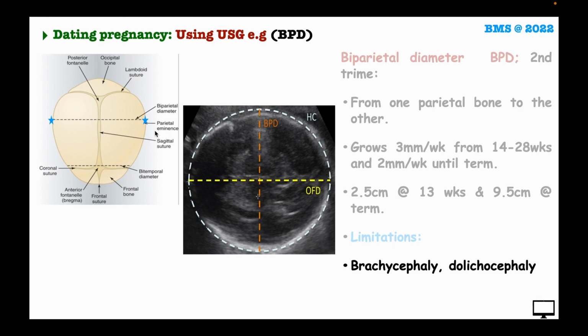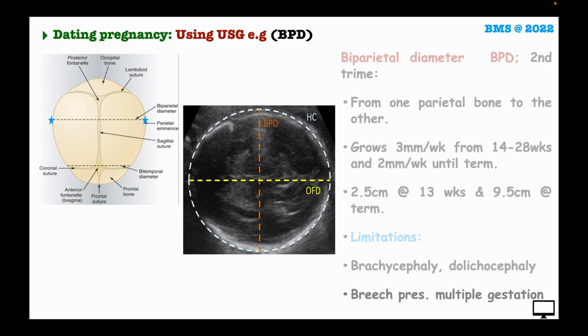Whereas dolichocephaly is a relatively long head with a cephalic index of less than 75. And so this, when found using the biparietal diameter, may give a wrong dating. Also, presentations such as breech will alter the biparietal diameter. And also in multiple gestation, we may not get an accurate measurement. And so in such instances, the head circumference should be used to determine the gestational age.